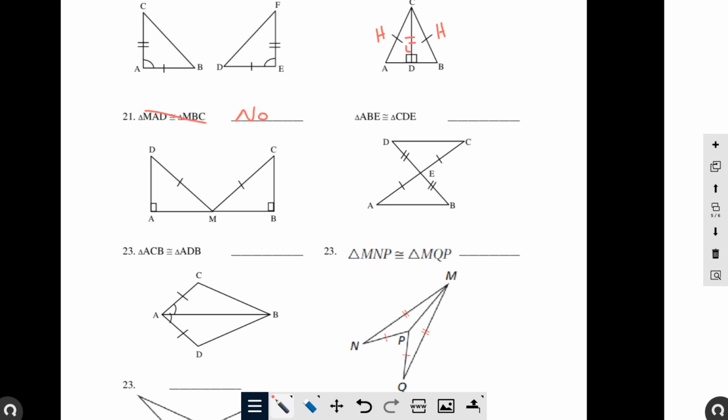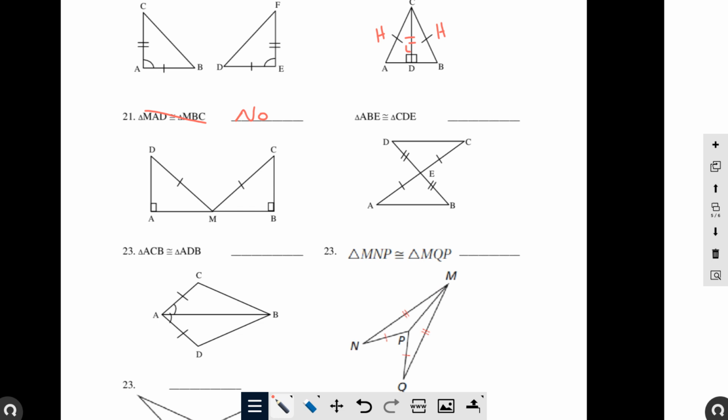No. This one is a no. We don't have enough information to answer it. It's not side, side, side. It's not side, angle, side. It's not HL. Although we have a right angle, we just have the hypotenuse. We don't know anything about the other legs. All right, what about our next problem here?